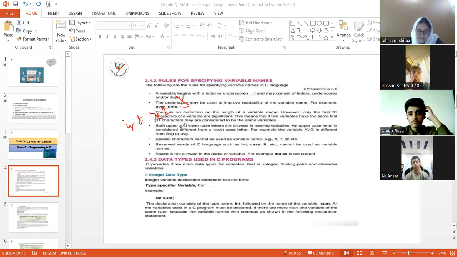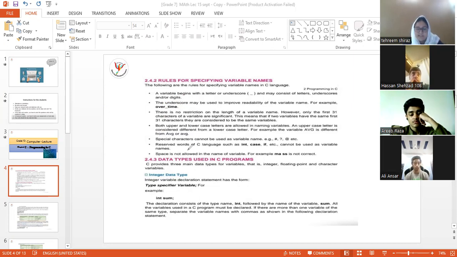The other one is that the variables cannot be reserved words. What are the reserved words? There is a table of reserved words in our book. As I have already told you, you have to remember those reserved words, that the variables cannot be named with those reserved words, right?